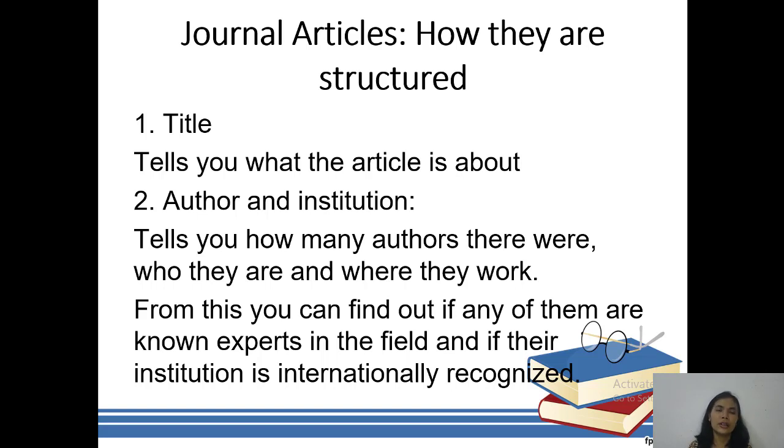So obviously when it comes to an article, there should be a title, and the title tells you what the article is about. Some journals demand only something like 15-word titles for your articles. And then for the author and institutions, you mention who the writers are, and the institution, whether they are working for an educational institution or a research institution.